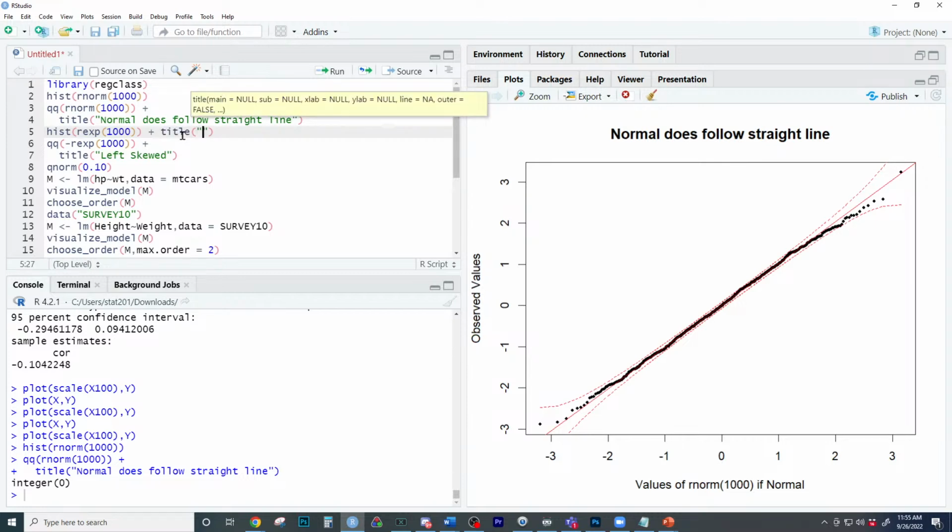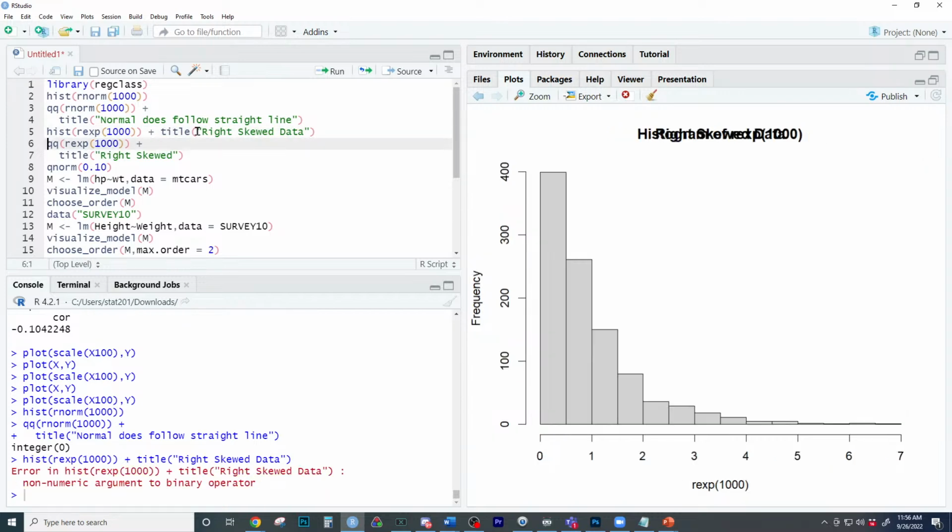Normal data will do what? It'll follow this line. Does that make sense? Normal data will follow that line. But skewed data, so that's a right.